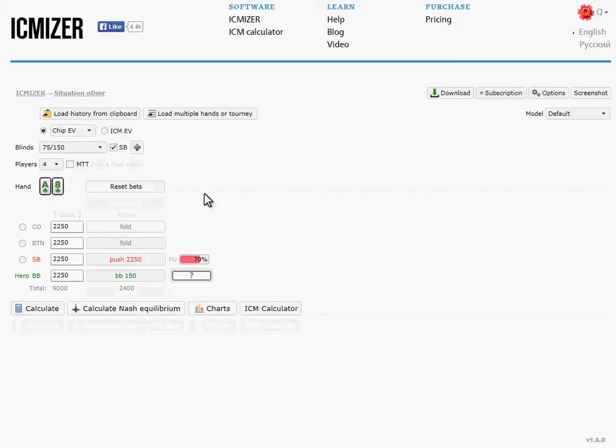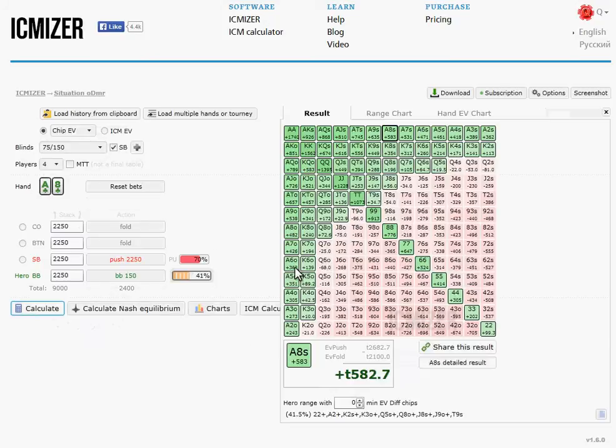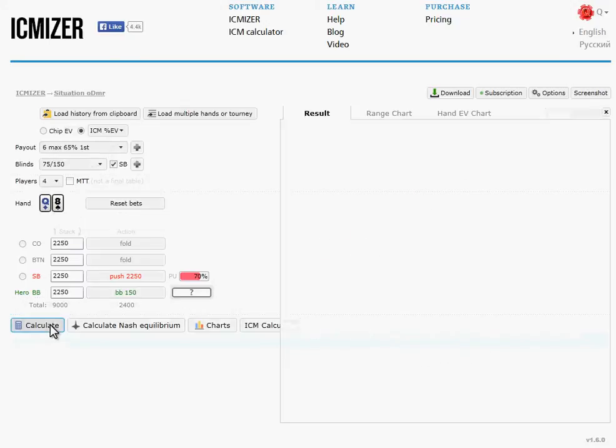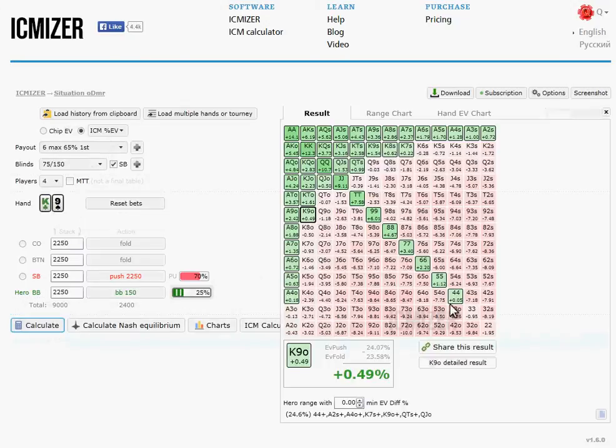One thing about Chip EV based calculations is that when you perform them, you will see that the results are displayed as chips. You can see that fold is now 2100 chips and push will be 2172 chips. So push is better than fold by 72 chips, so you should be pushing it. When we switch to ICM mode, we can see that the results are presented as a percentage of the entire prize pool.